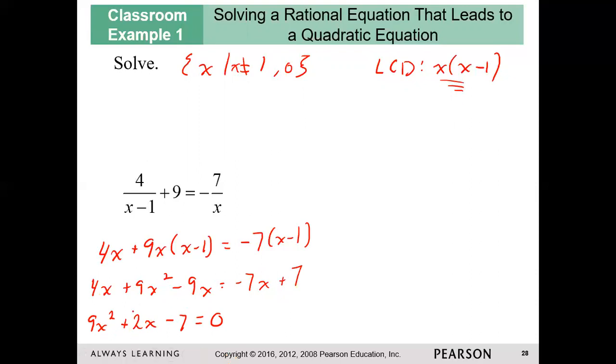And then the next thing that we do is check to see if I can factor this, and I definitely can. So my factors of -63 that add to +2 are +9 and -7.